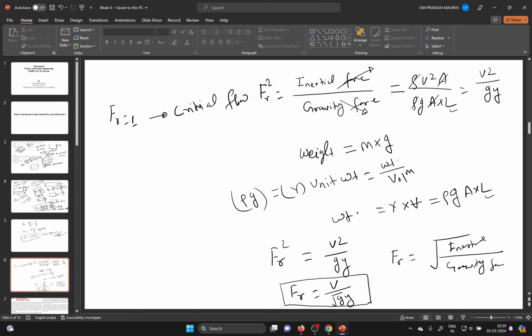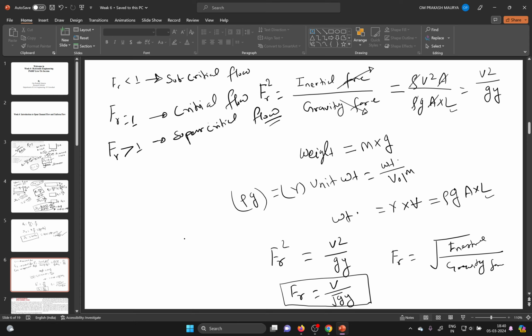In critical flow there are several features that we'll discuss later, in the next class if possible. Now if Fr is less than 1, here I want to put it, it is subcritical flow, and if Fr is greater than 1, it is supercritical flow. So that's it.